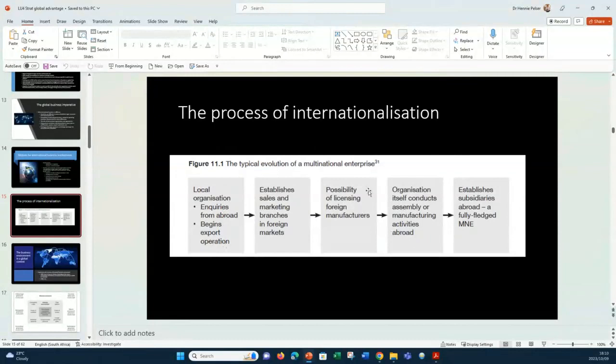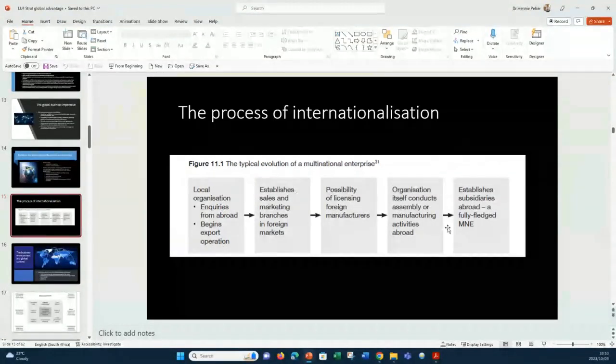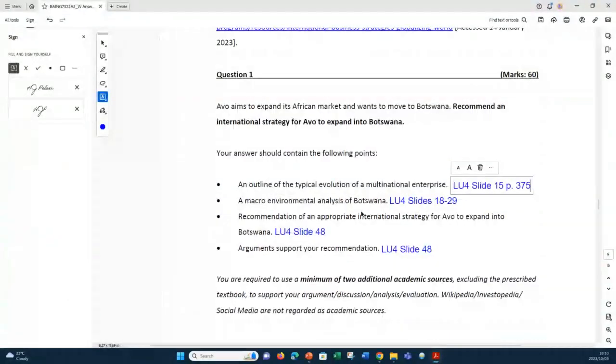Typical evolution, I don't believe that the example from the case AVO would go through this, but that's what they're asking, that's what they're getting. The second question then, the macroenvironmental analysis of Botswana.